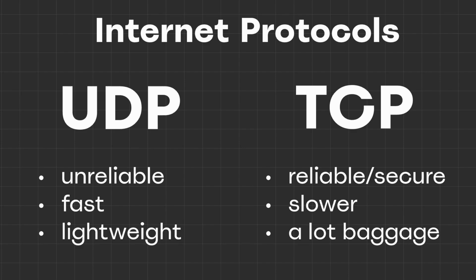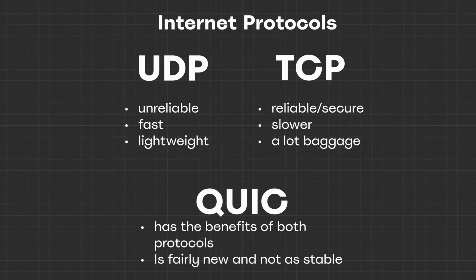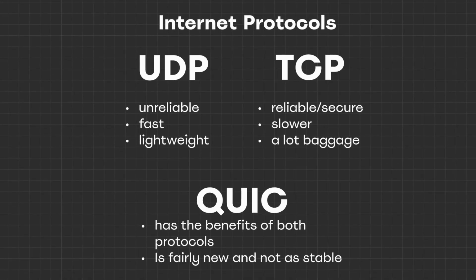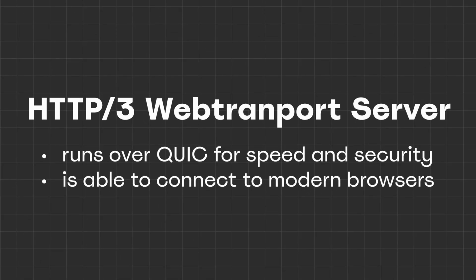There are a bunch of internet protocols for sending data, and the two main ones are UDP and TCP. So UDP is unreliable, but it's really fast and lightweight, and TCP is both reliable and secure, but it's slower and has a lot of baggage. So in games, they mostly use UDP for real-time multiplayer, but the only problem is that browsers can't handle raw UDP packets. So let me introduce you to QUIC. It has the benefits of both protocols, but is fairly new and not as stable. So for my server, it will be a HTTP3 web transport server that runs over QUIC for its speed and security, and is able to connect to modern browsers.